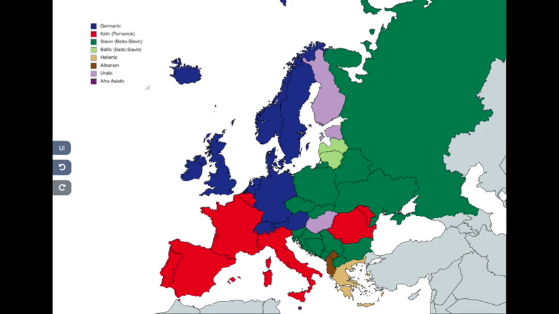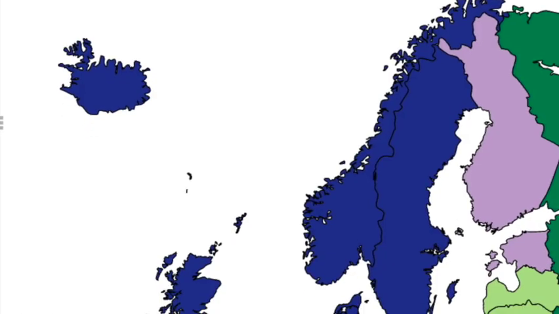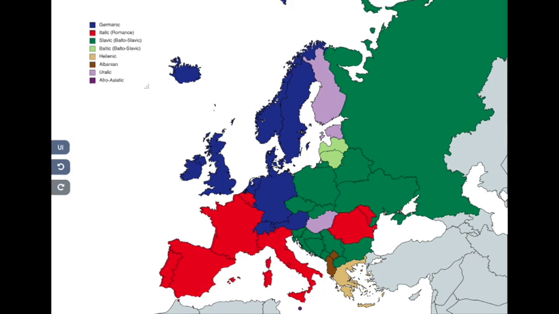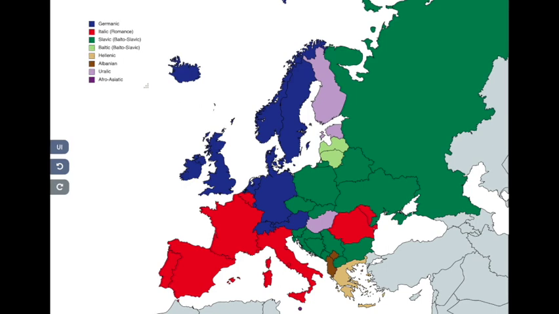Okay, so anyways, the main language families within the Indo-European language family are Germanic, Italic, and Slavic. Those are the big three. And the Italic languages are also known as Romance languages, better known as Romance languages, really.